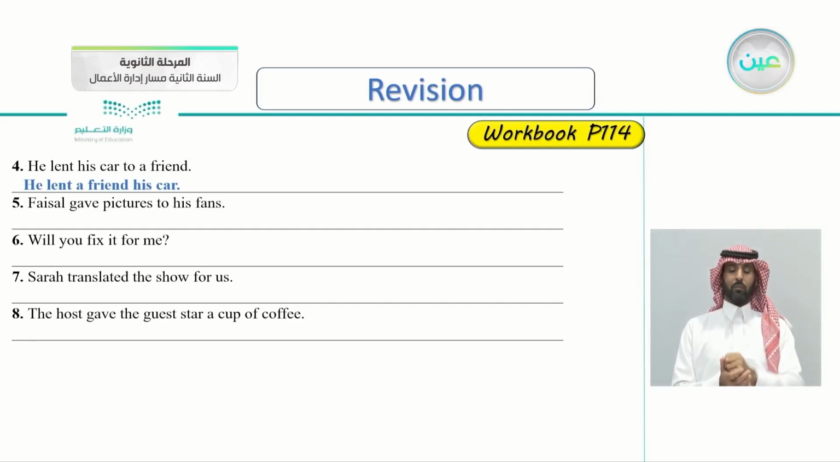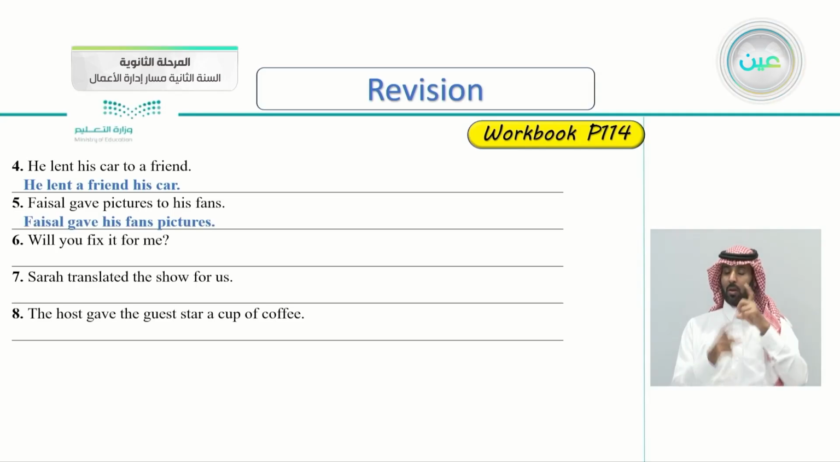Excellent. Number five, Faisal gave pictures to his fans. So here it's very obvious we have two objects. Faisal gave his fans pictures. Faisal, maybe he's very famous because he has fans here.